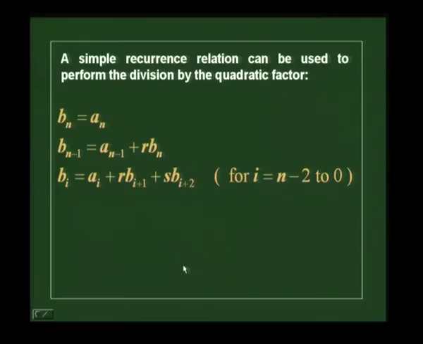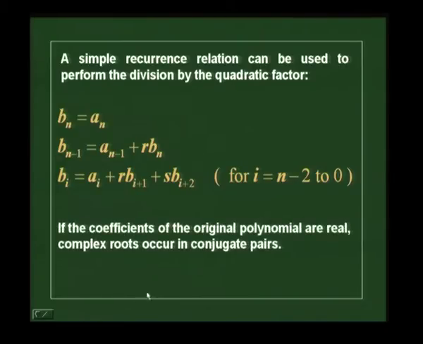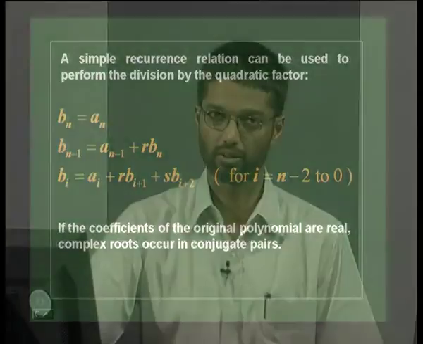Here is a simple recursion relation, again for the coefficients. We have bn as an, bn minus 1 as an minus 1 plus r bn, and bi in general as ai plus r b(i+1) plus s b(i+2). Now remember what the b's are. They are the coefficients of the polynomial which you obtained after dividing the original polynomial by the quadratic polynomial.